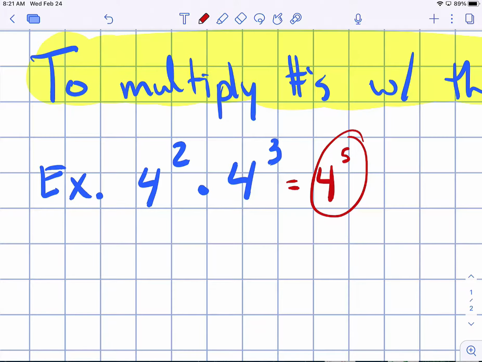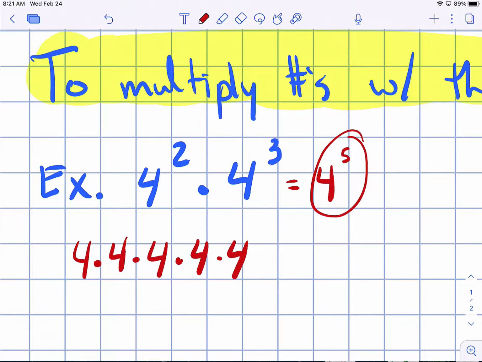I think the easiest way to show you is to actually take 4 to the second times 4 to the third and write it all the way out. What does 4 to the second power mean? It means 4 times 4, right? And then times 4 to the third means 4 times 4 times 4. So right there you can see pretty easily that we have five 4s, or 4 to the 5th power.